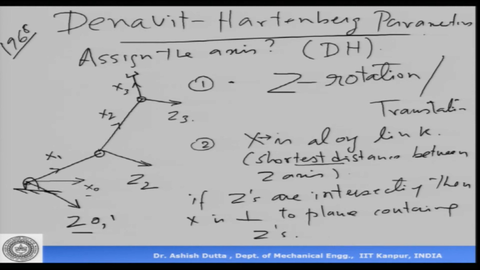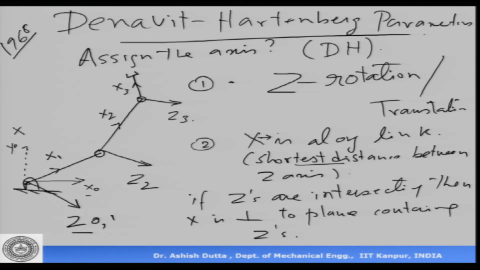Now, we know that x, y, and z, the moment you fix x and z, the y gets automatically fixed. So, if x is here, then as per right hand rule, y has to be there. So, it is x, y and z. So, y gets automatically fixed, and because of which we do not normally indicate y. So, y is normally not indicated in robotics, because the moment you have fixed x and you have fixed z, then automatically y gets fixed, and there is no need to draw it and show it.